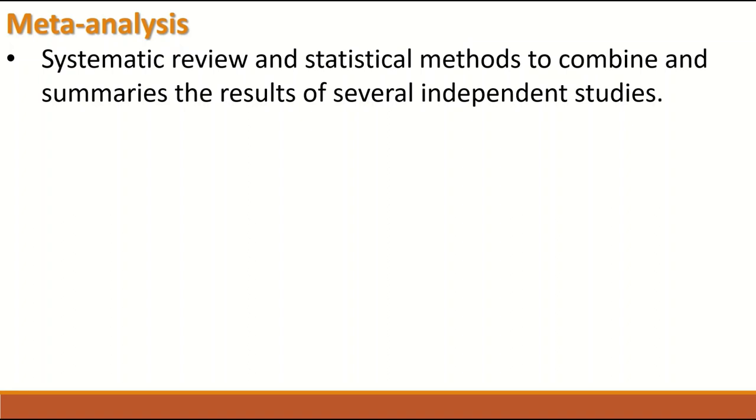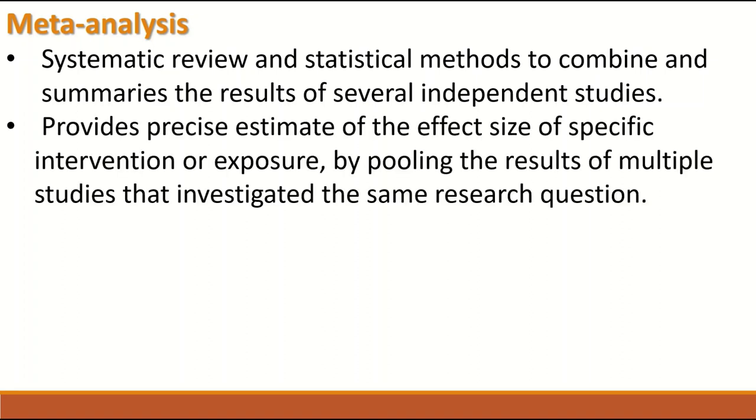So what is a meta-analysis? Meta-analysis is a second step post systematic review. First, a systematic review will be performed, then the data extracted from selected and specific research studies is taken and a statistical analysis is performed. So meta-analysis is a statistical method used to combine and summarize the results and findings of several independent studies. The meta-analysis will eventually provide a precise estimate of the effect size of a specific intervention, exposure, or treatment by pooling the results from multiple studies that already investigated the same research question.